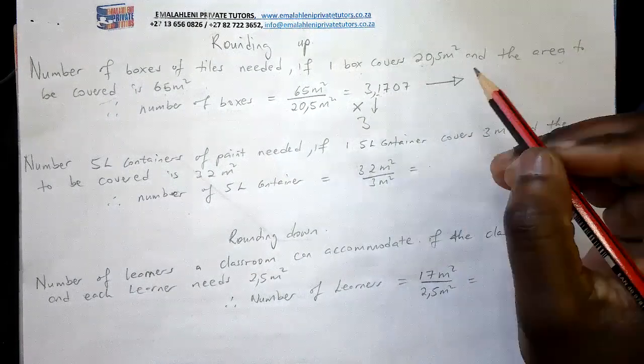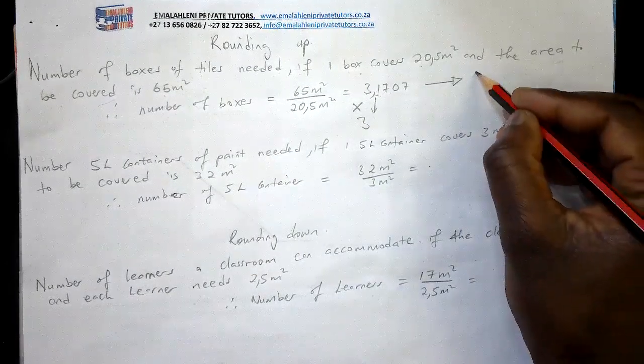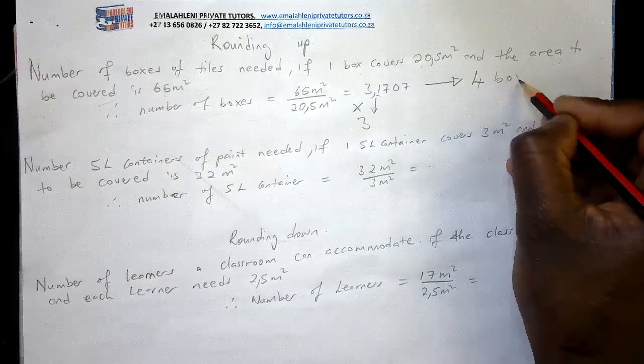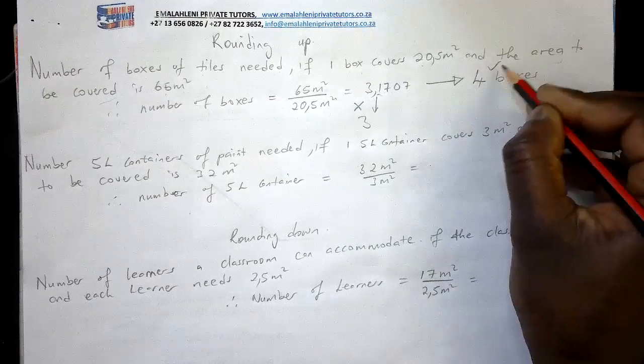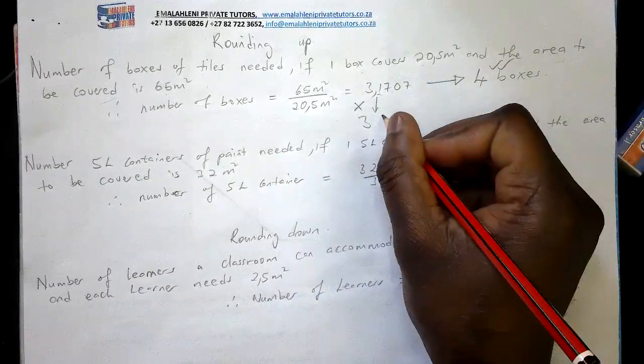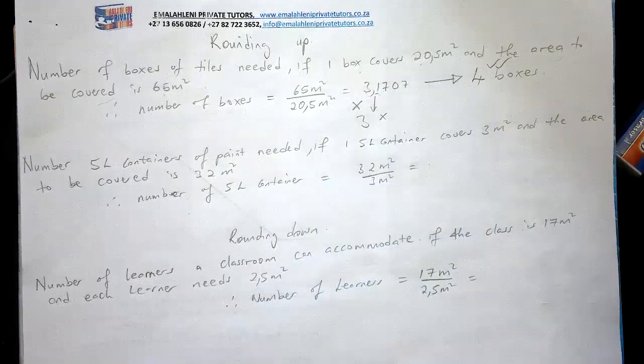So we need that tile. So it means that we are forced to buy 4 boxes. So this is what we're going to have. So this is wrong. So you need 4 tiles.